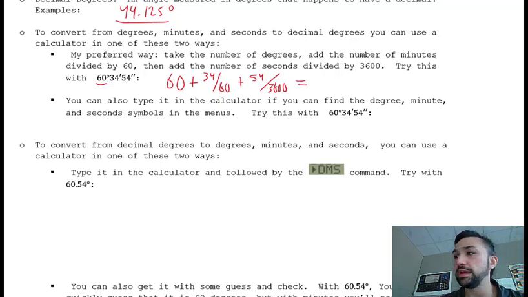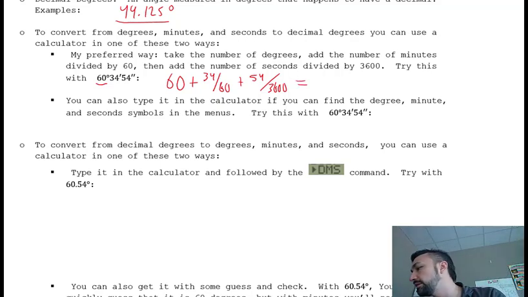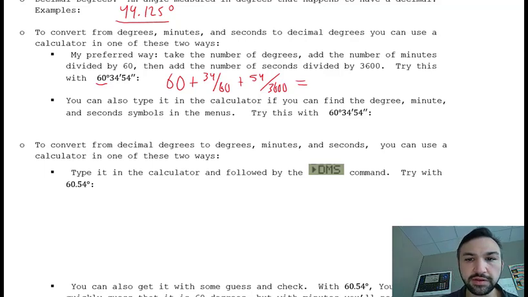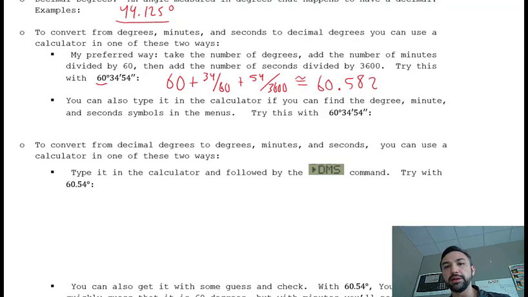Okay, and then I can throw that in my calculator. So 60 full degrees plus 34 over 60 plus 54 over 3600. And put parentheses around my fractions. That ends up being about 60.582. And I had to round there.